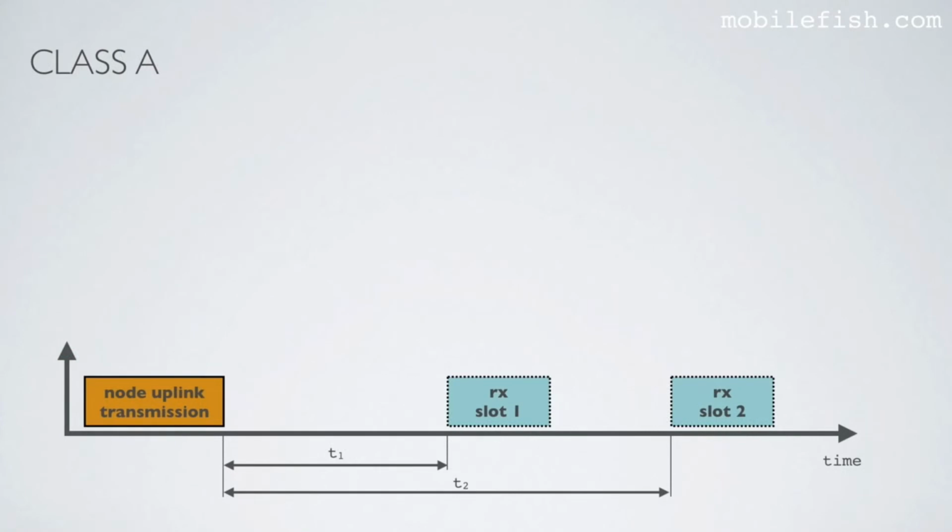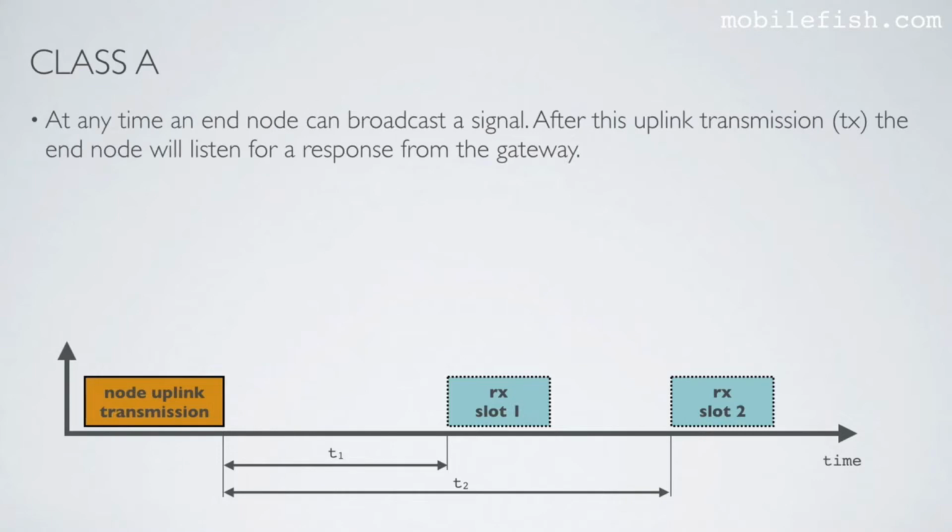Now let's look at these device classes in detail. First, let's start with Class A. At any time, an end node can broadcast a signal. After this uplink transmission, the end node will listen for a response from the gateway.